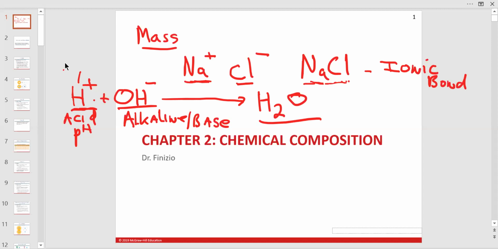That's not an ion anymore. This is a nice molecule. This is our favorite molecule in our body. It's our most abundant molecule in our body. It's water. Okay, so this is H2O.